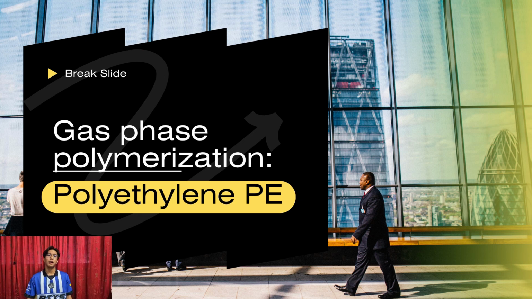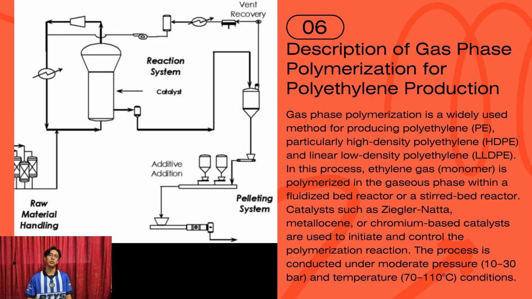And the next polymerization method for polyethylene is gas phase. Gas phase polymerization is a widely used method for producing polyethylene, particularly high-density polyethylene and linear low-density polyethylene. In this process, ethylene gas monomer is polymerized in the gaseous phase with either a fluidized bed reactor or a stirred bed reactor. Catalysts such as Ziegler-Natta, metallocene, or chromium-based catalysts are used to initiate and control the polymerization reaction. The process is conducted under moderate pressure, such as 10 to 30 bar, and temperatures of 70 to 110 C.